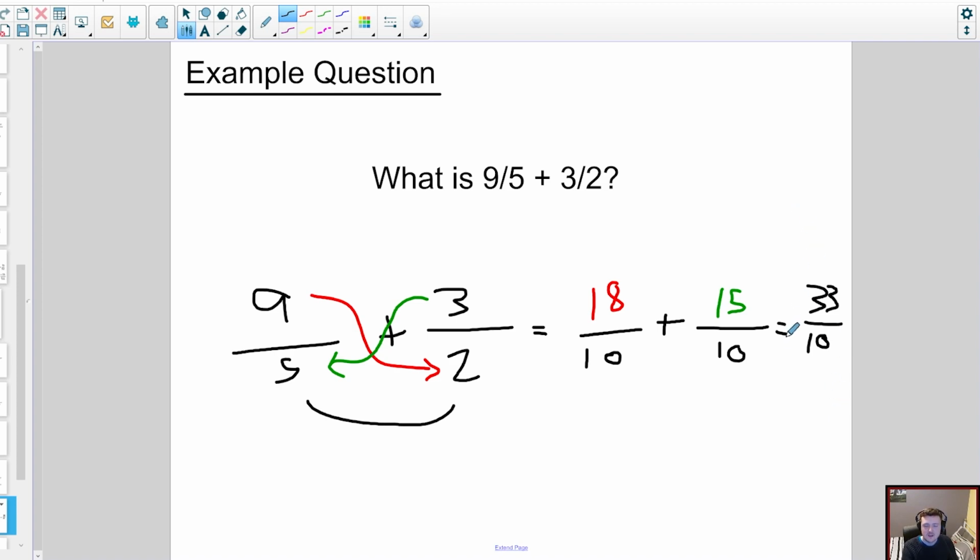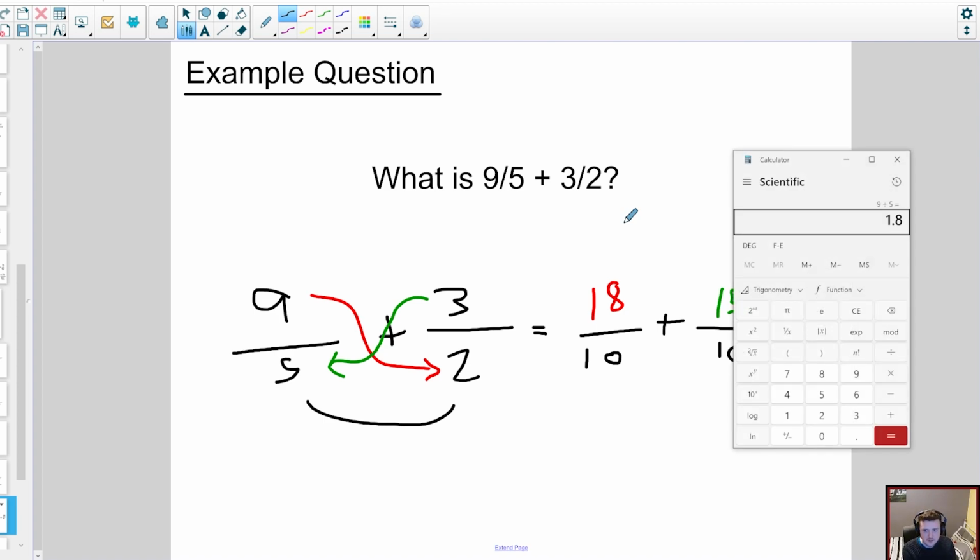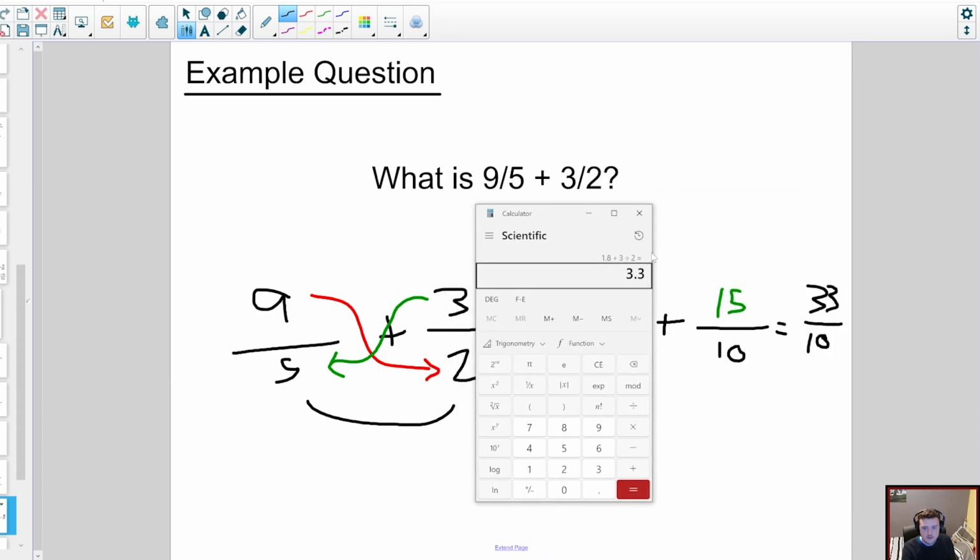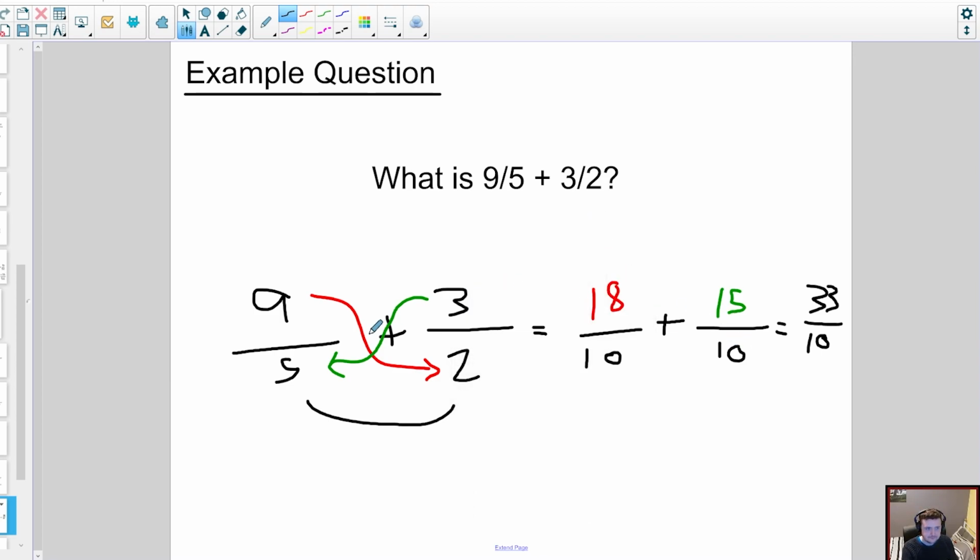Simplify it if you can. In this case, we can't. And so our answer is going to be 33 out of 10, or 3.3. And again, if I show you this as an actual sum, 9 divided by 5, add 3 divided by 2 is 3.3, or 33 over 10. Just to show you that, 33 divided by 10 is 3.3. So it's the same answer.